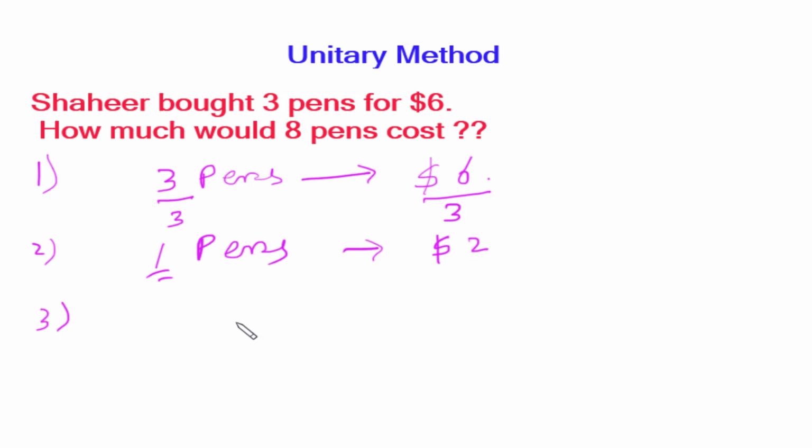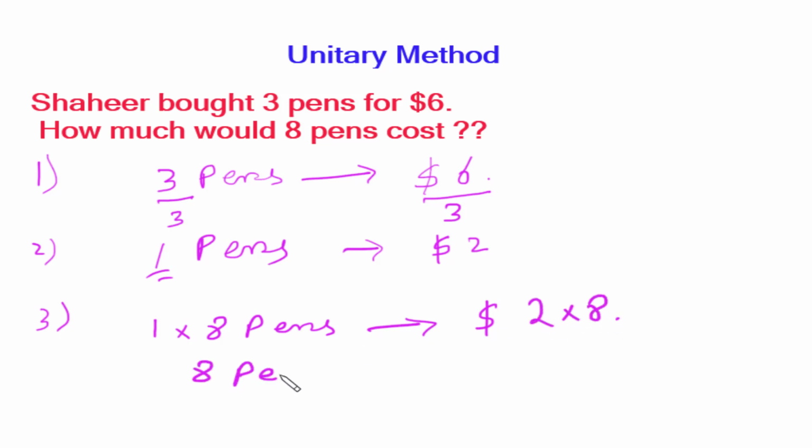So the cost of 8 pens is, we multiply 8 on this side and also on this side. So 8 pens is 2 8s are 16. So these 3 steps: first we have to understand the relationship between the two quantities, then we have to find the unit value, and then we have to scale it up or down.